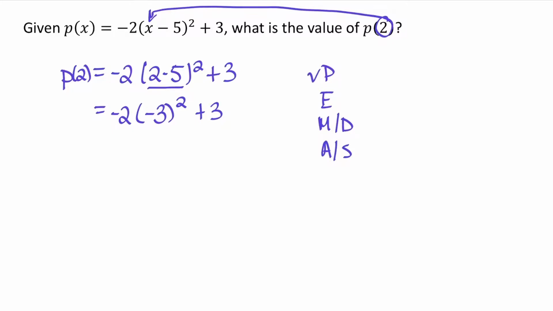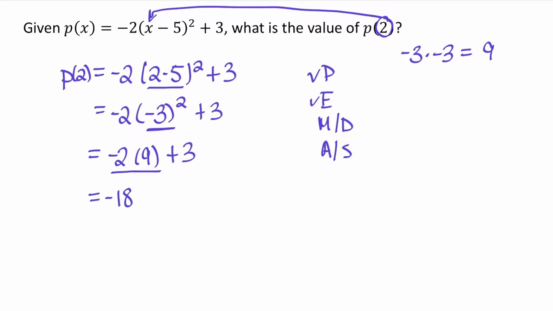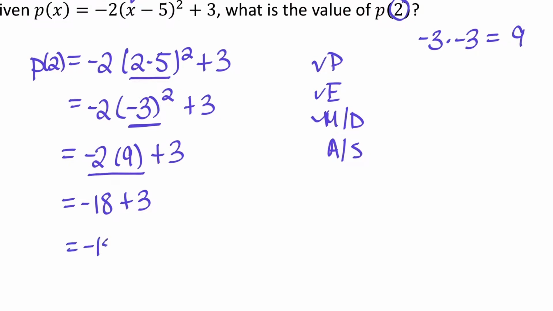Now I need to do the exponent. The negative 3 squared, be careful on the negative 3 squared. Remember that a number squared means you have that number times itself. A negative times a negative is a positive, so this is going to be positive 9. Okay, so I have negative 2 times 9 plus 3. So now I need to do the multiply or divide. So I need to do negative 2 times 9, which is negative 18, and I have plus 3. So now finally I can do my add or subtract. I have negative 18 plus 3, which is negative 15. So p of 2 is negative 15.